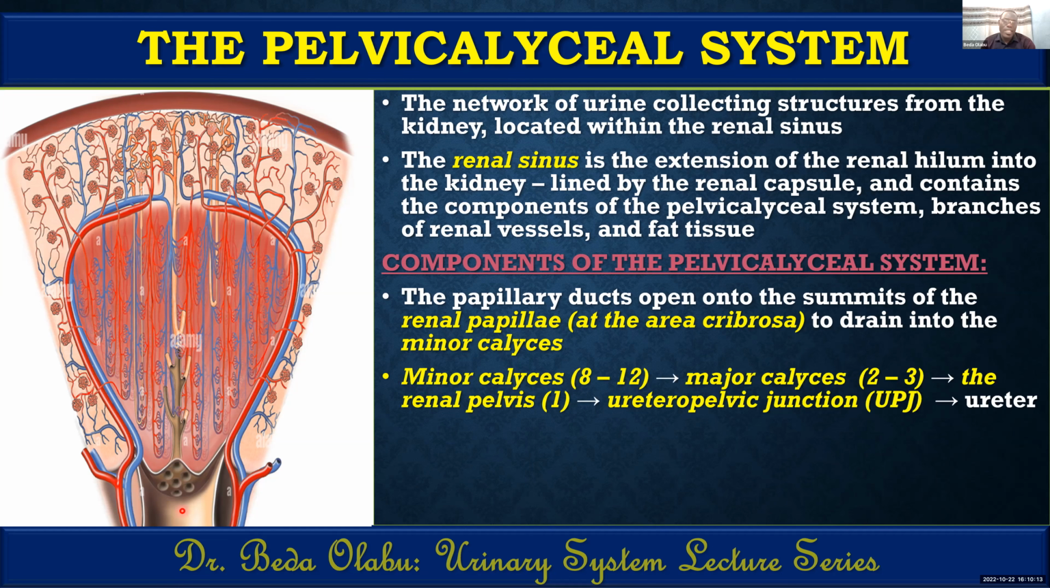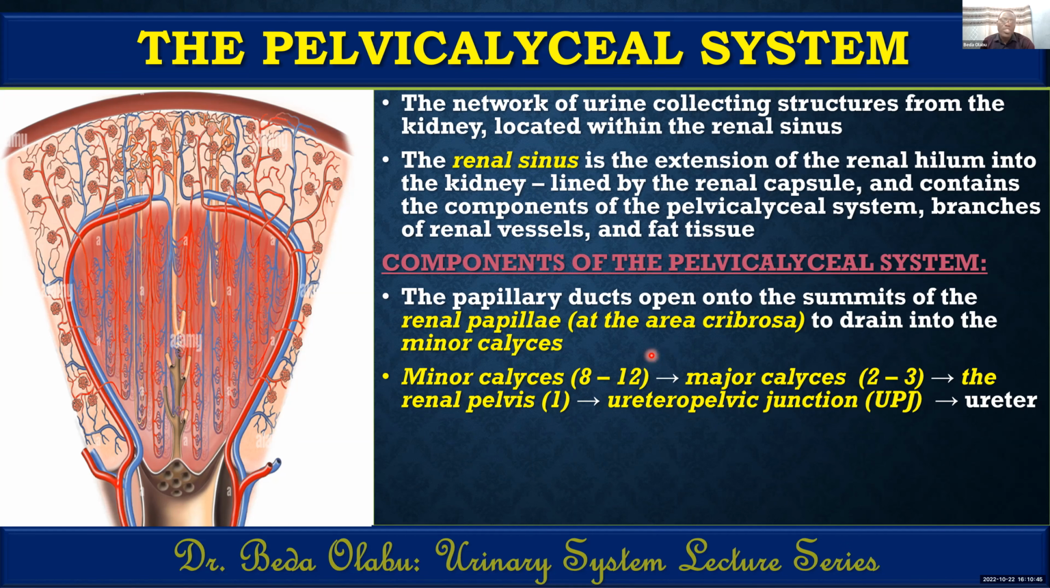We have about 8 to 12 minor calyces on each kidney. Minor calyces join to form major calyces. We have about 2 to 3 major calyces on each kidney. Remember, the major calyces then join to form the renal pelvis, which is only one, and the renal pelvis continues into the ureter at the ureteropelvic junction.